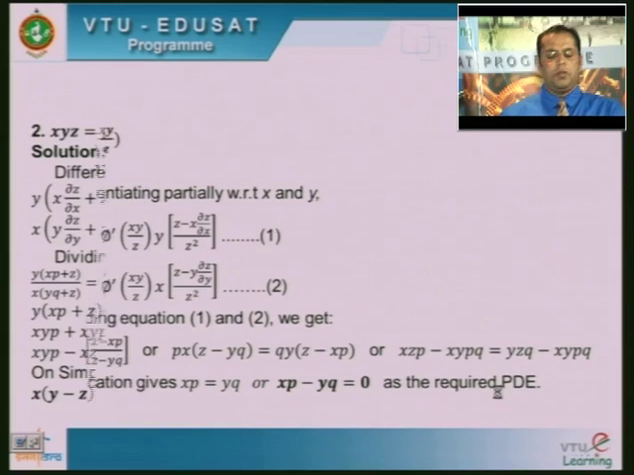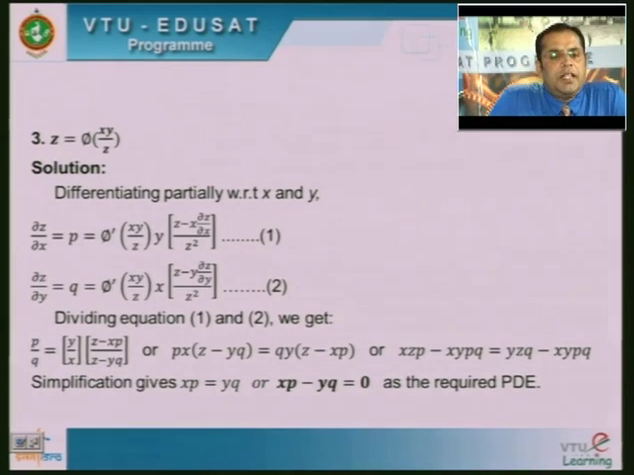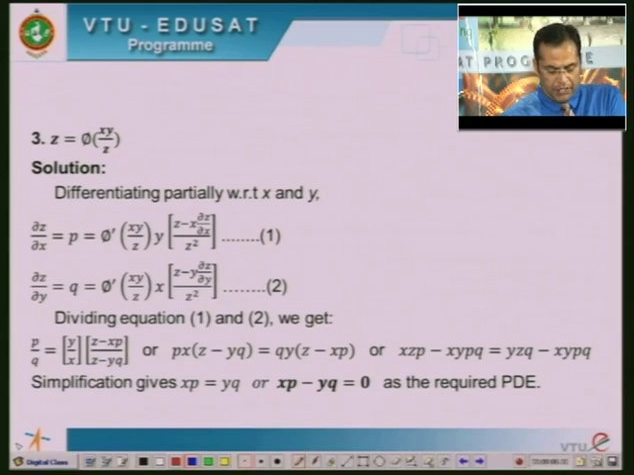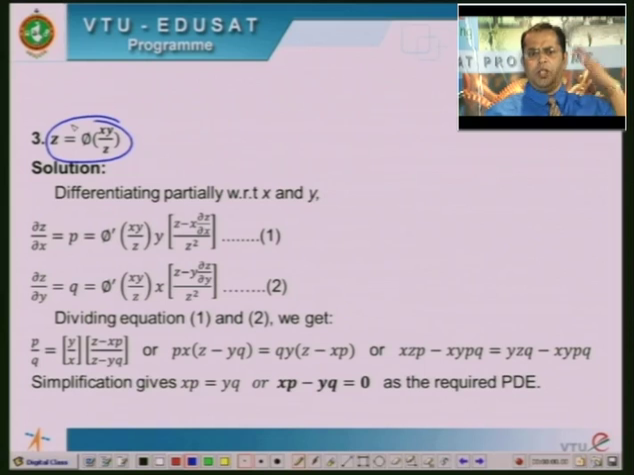Now, let us go to the next example. In this example, you will see the differentiation using the quotient rule. Eliminate the function phi from the relation z = phi(xy/z). The differentiation process is again the same. Because there is one function to be eliminated, you will differentiate partially with respect to x as well as y.